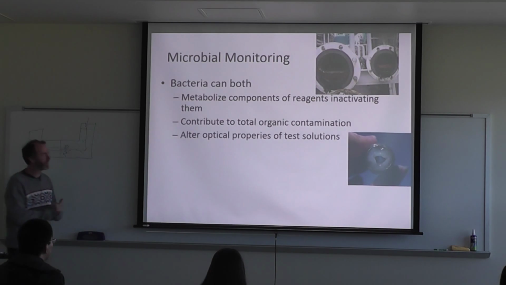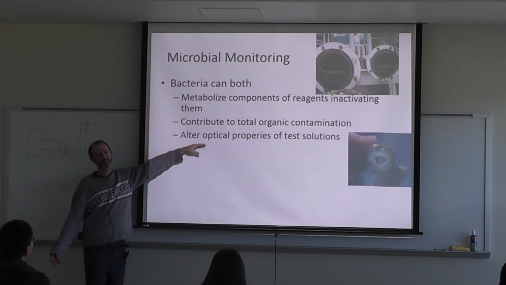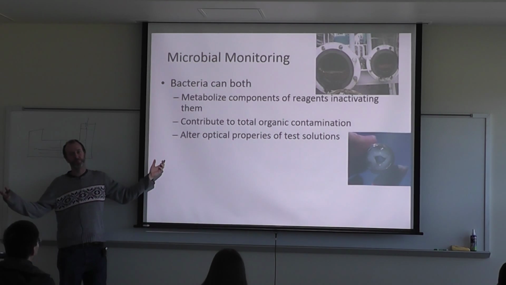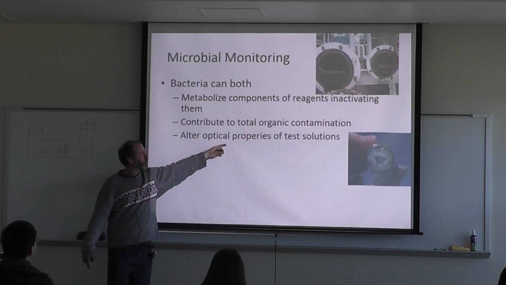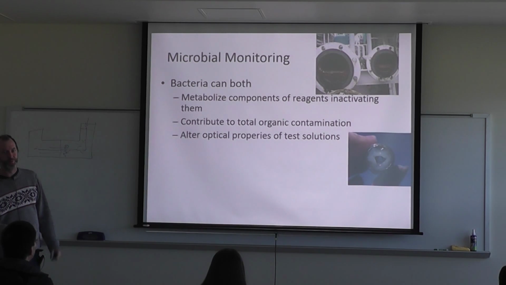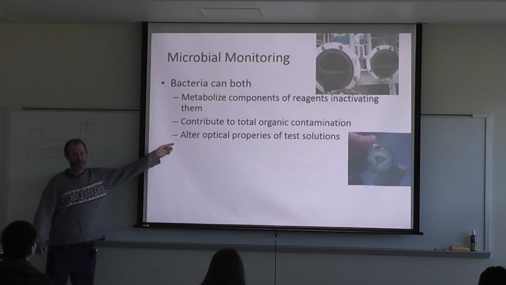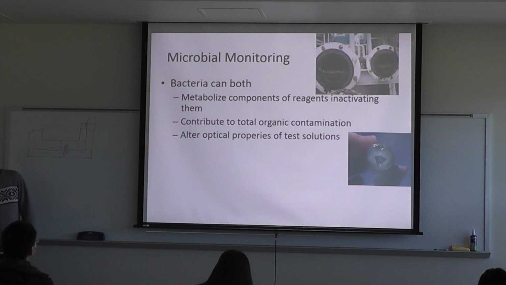So bacteria can both metabolize components of reagents and inactivate them. They'll contribute to total organic contamination too, because as they die, they'll break down amino acids and fats, and that'll add to your organic contamination. And they're going to alter optical properties of test solutions, right? Why is that? Bacteria are big, so they scatter the light, right? That's how you measure the yeast population in proteins class, by how they scatter light. We'll talk more about light scattering in one of the other chapters.